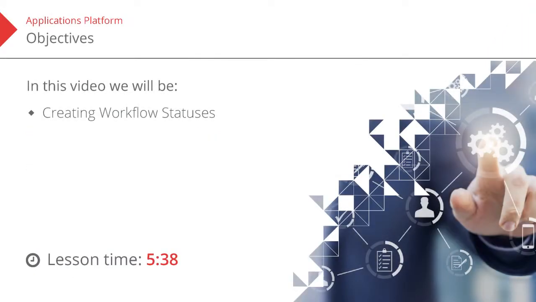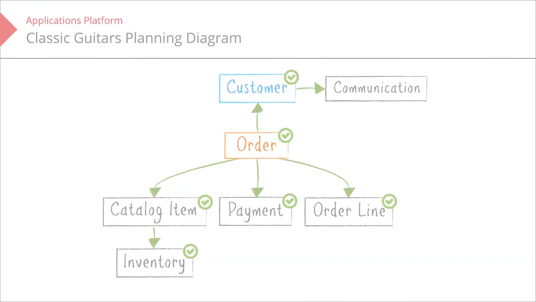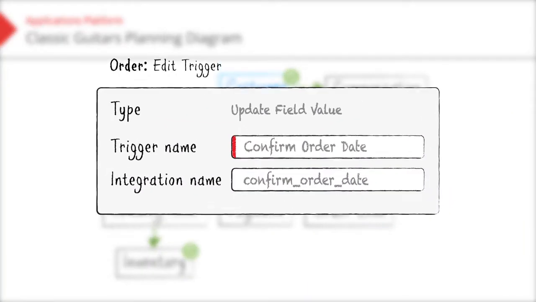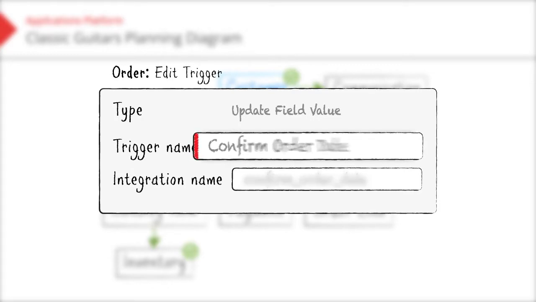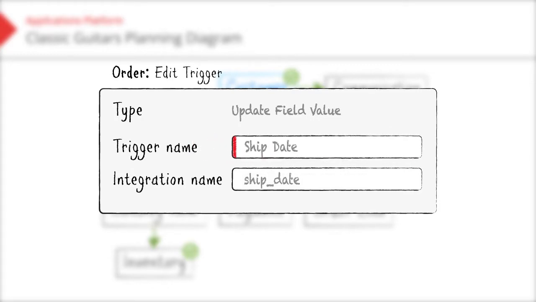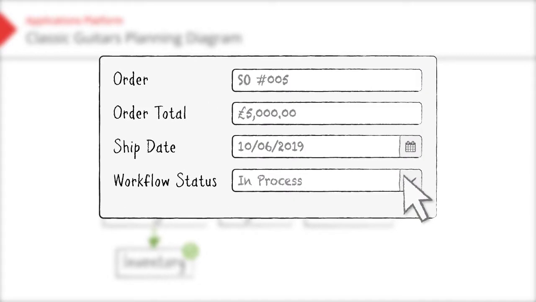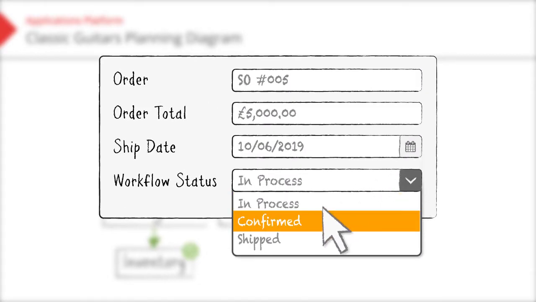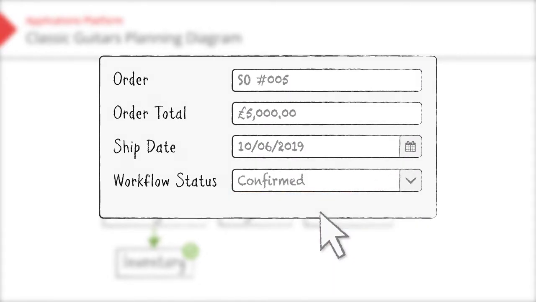Here are the objectives and approximate running time for this video. In the previous video, we created confirm order date and ship date triggers on the order object. In this video, we will continue our training by creating workflow statuses.